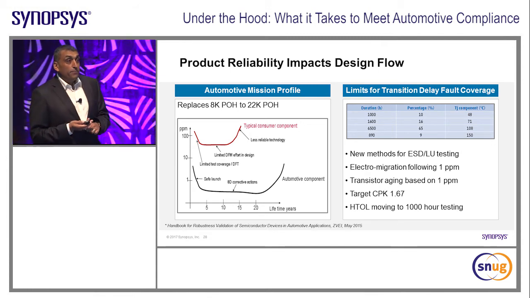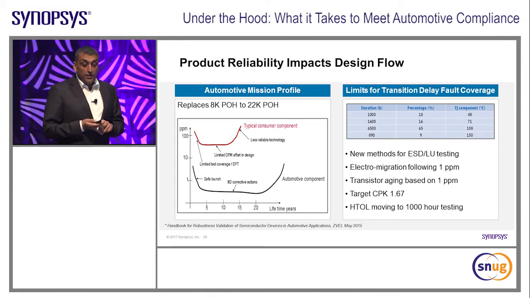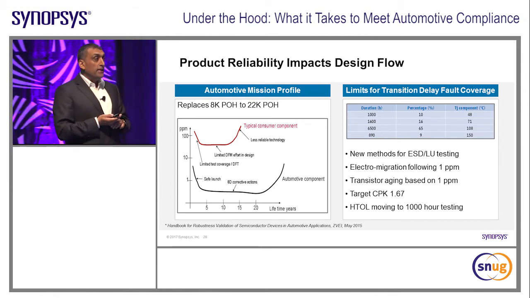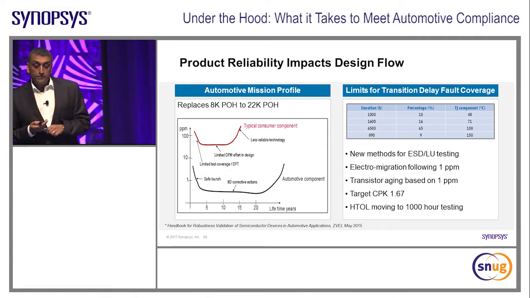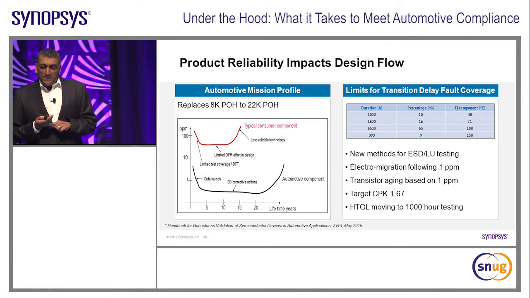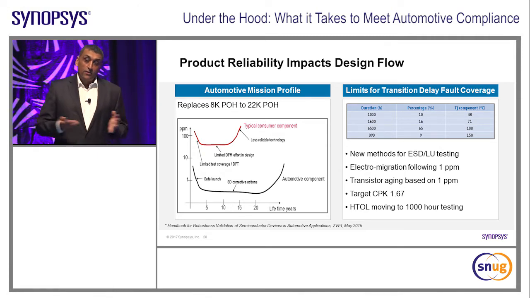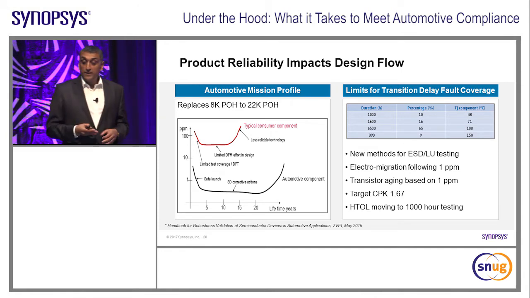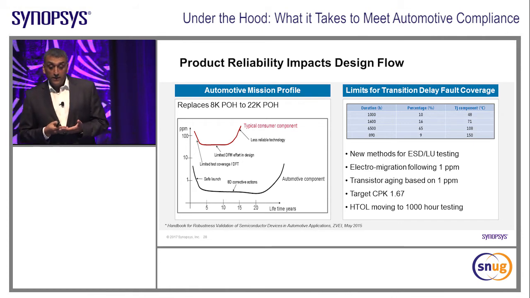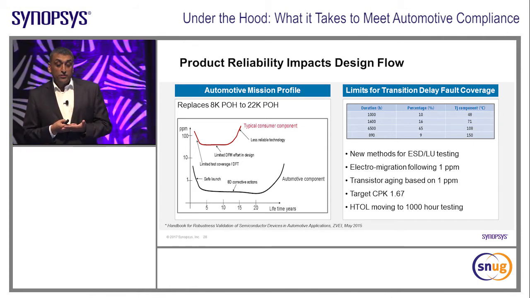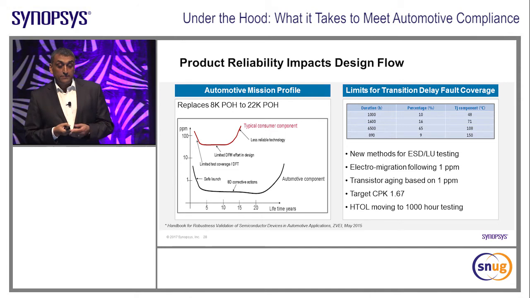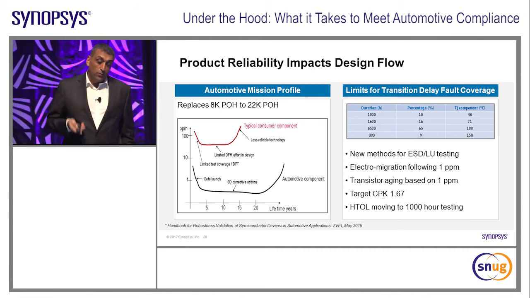We look at a plus or minus 5 sigma design variation, and that's represented by a CPK level of 1.67. What that basically means is that you've got to have a lot of silicon now as an SoC or IP developer in order to do testing to give you statistical relevance, okay? The HTOL is moving up to 1,000-hour testing. So you can see that product reliability for automotive really impacts the way you think about your design methodology, the way you do your design work.